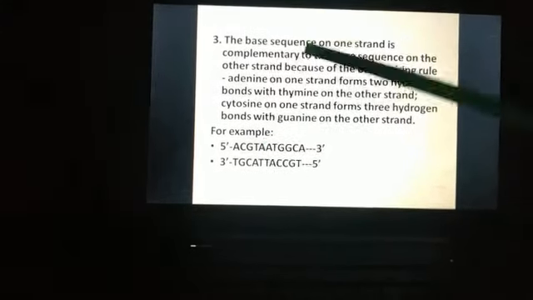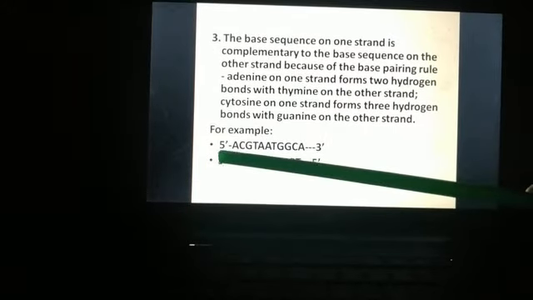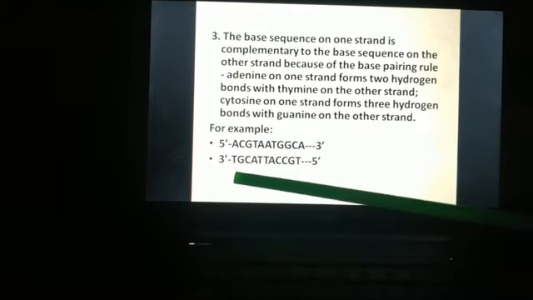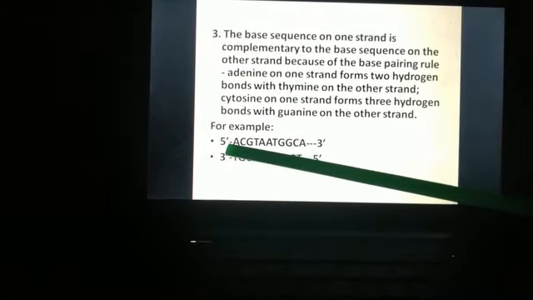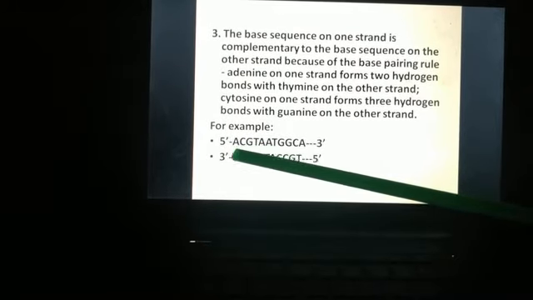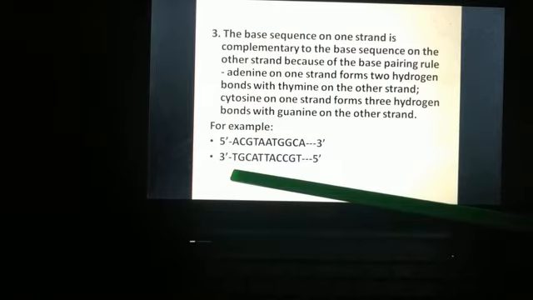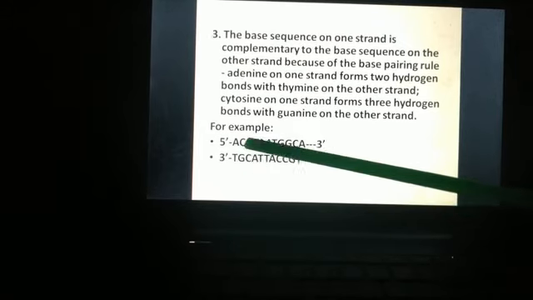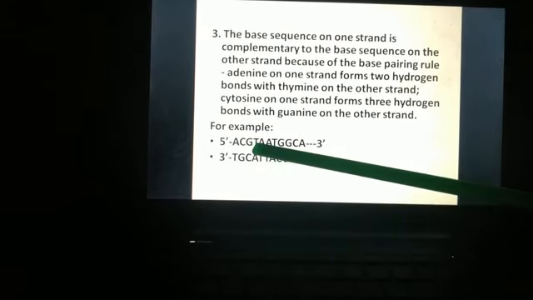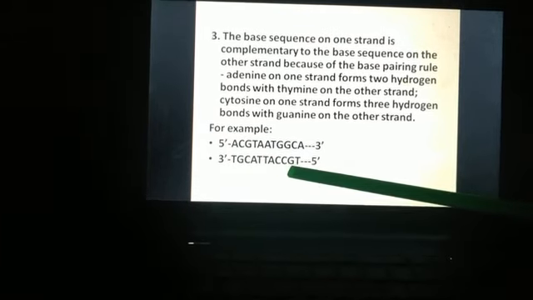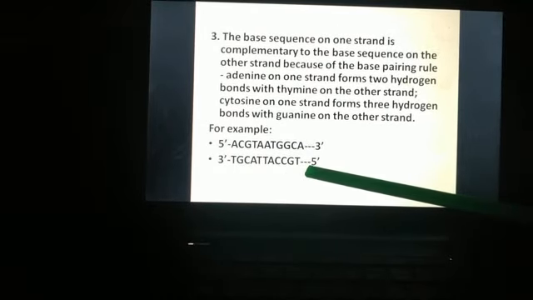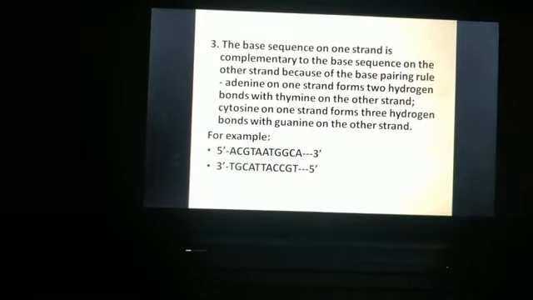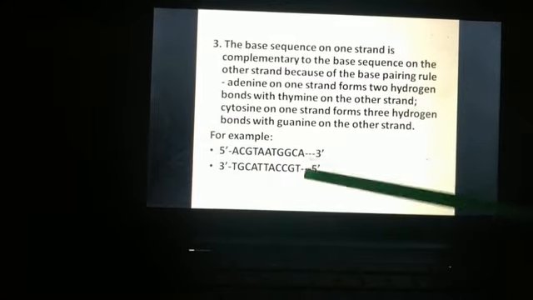Now, if we know only one strand, if we know the sequence of one strand, we can determine the sequence of the other strand, isn't it? Suppose one of the strands has this sequence, now the other sequence will be its complementary. For A, T will be present. For C, G will be present. For G, C will be present. For T, A will be present. Likewise, we can determine the sequence of the other strand if we know the sequence of one of these strands, because the two strands are complementary to each other.